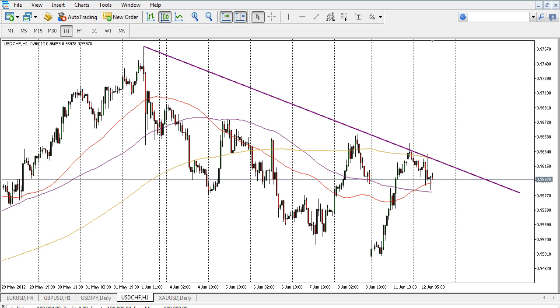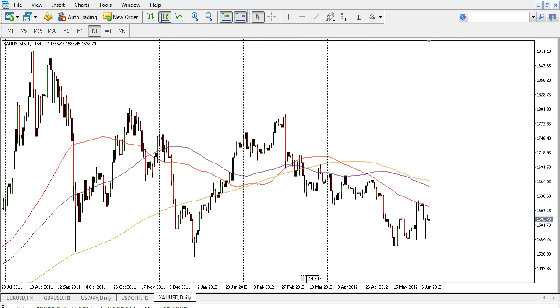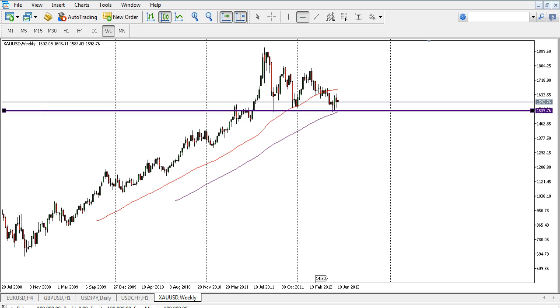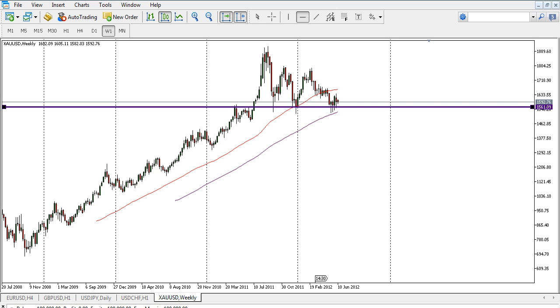Let's have a look at everyone's favourite commodity, gold. It's the daily chart on gold. I spoke about it multiple times in the weekly. You can see that clear support there. I think it's around the 1560s level.